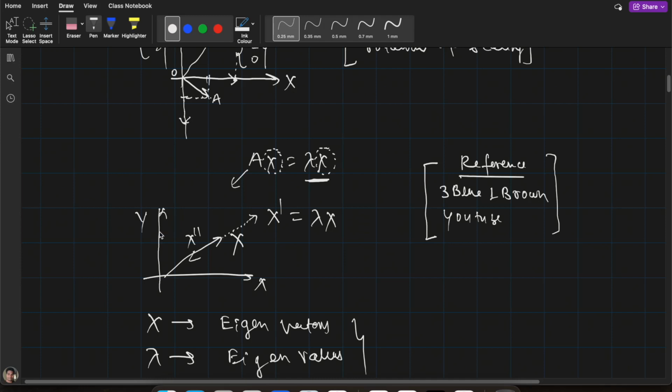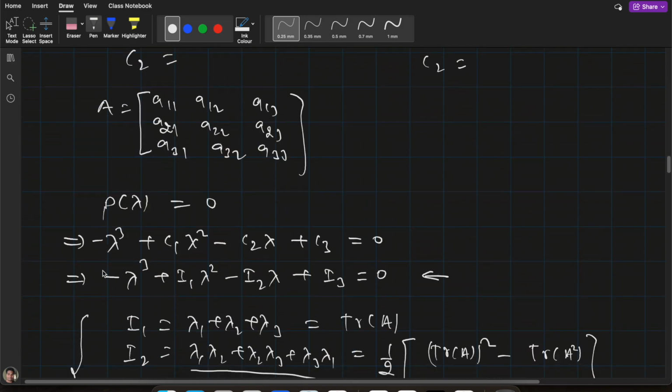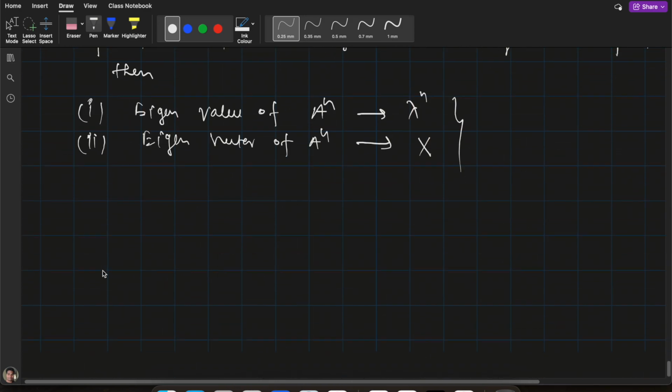Which means that the transformation of the matrix A on X is nothing but just scaling, not rotating. It has just scaled the vector. And that is a very beautiful application in solid mechanics when you study the stress tensor. Okay, so let's move further.